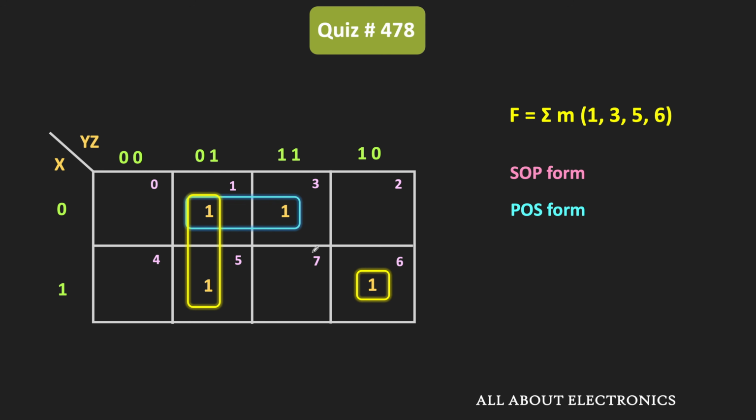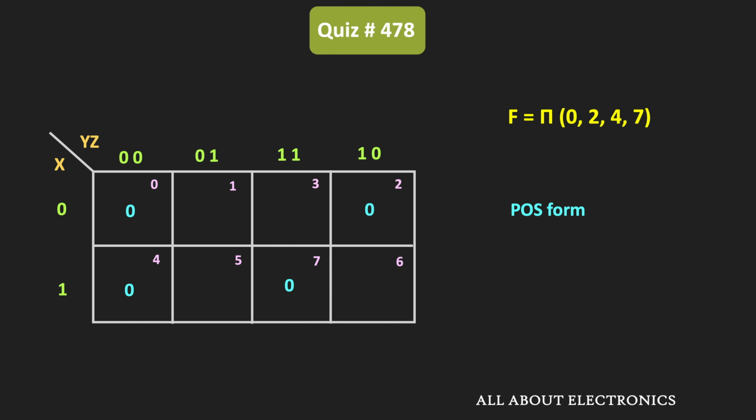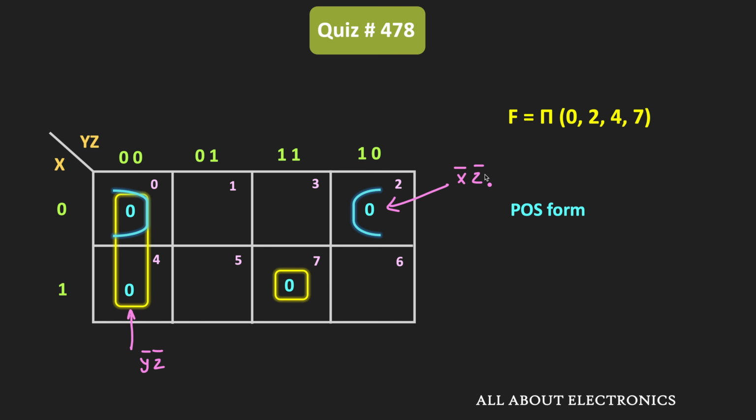To find that, we need to combine the zeros in the K-map. If you observe the zeros in the K-map, we can make a group of minterm 0 and 4. Likewise, we can also combine minterms M0 and M2. And as you can see, we cannot combine this minterm M7. Here, this group corresponds to Y bar dot Z bar. Likewise, this group corresponds to X bar dot Z bar. And similarly, this minterm corresponds to X dot Y dot Z.